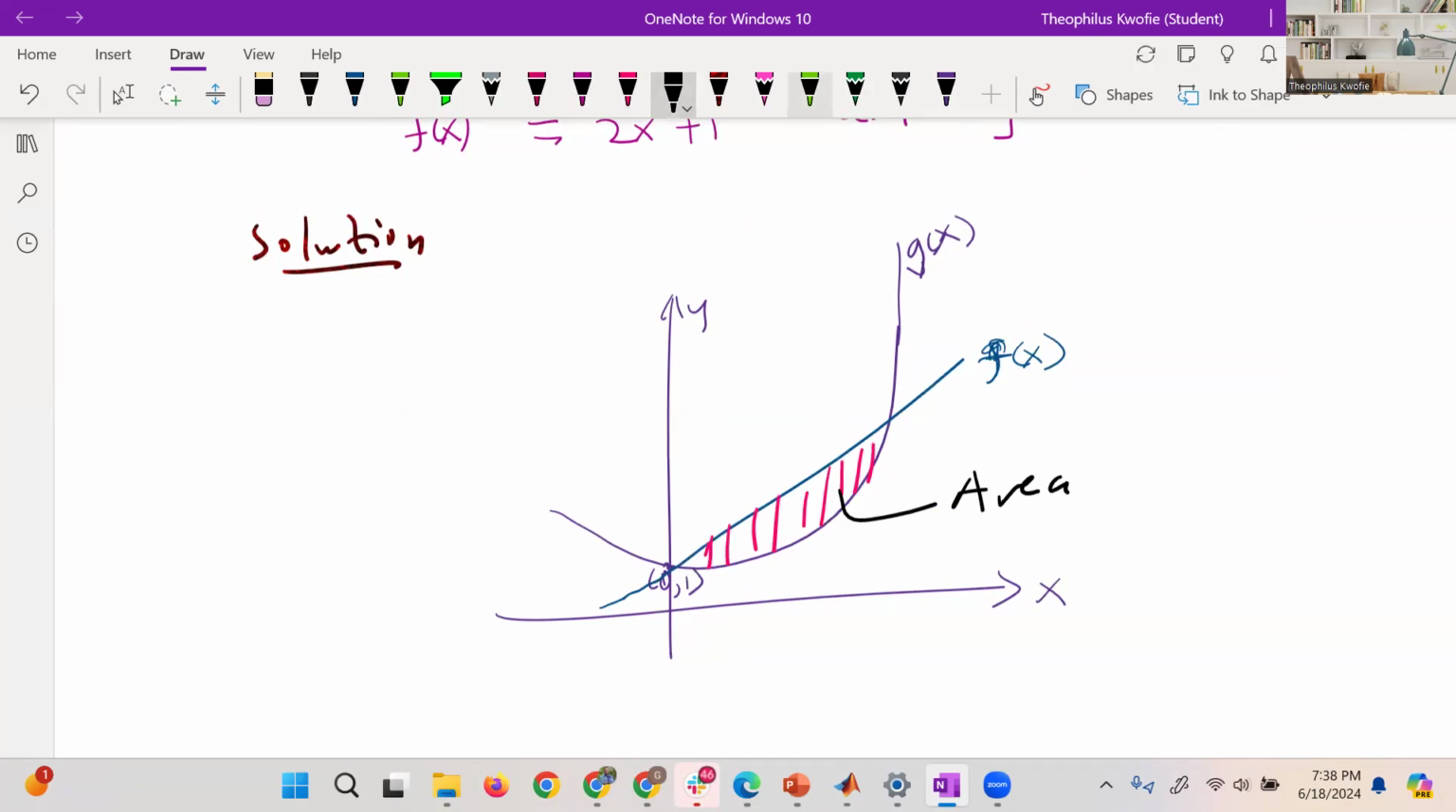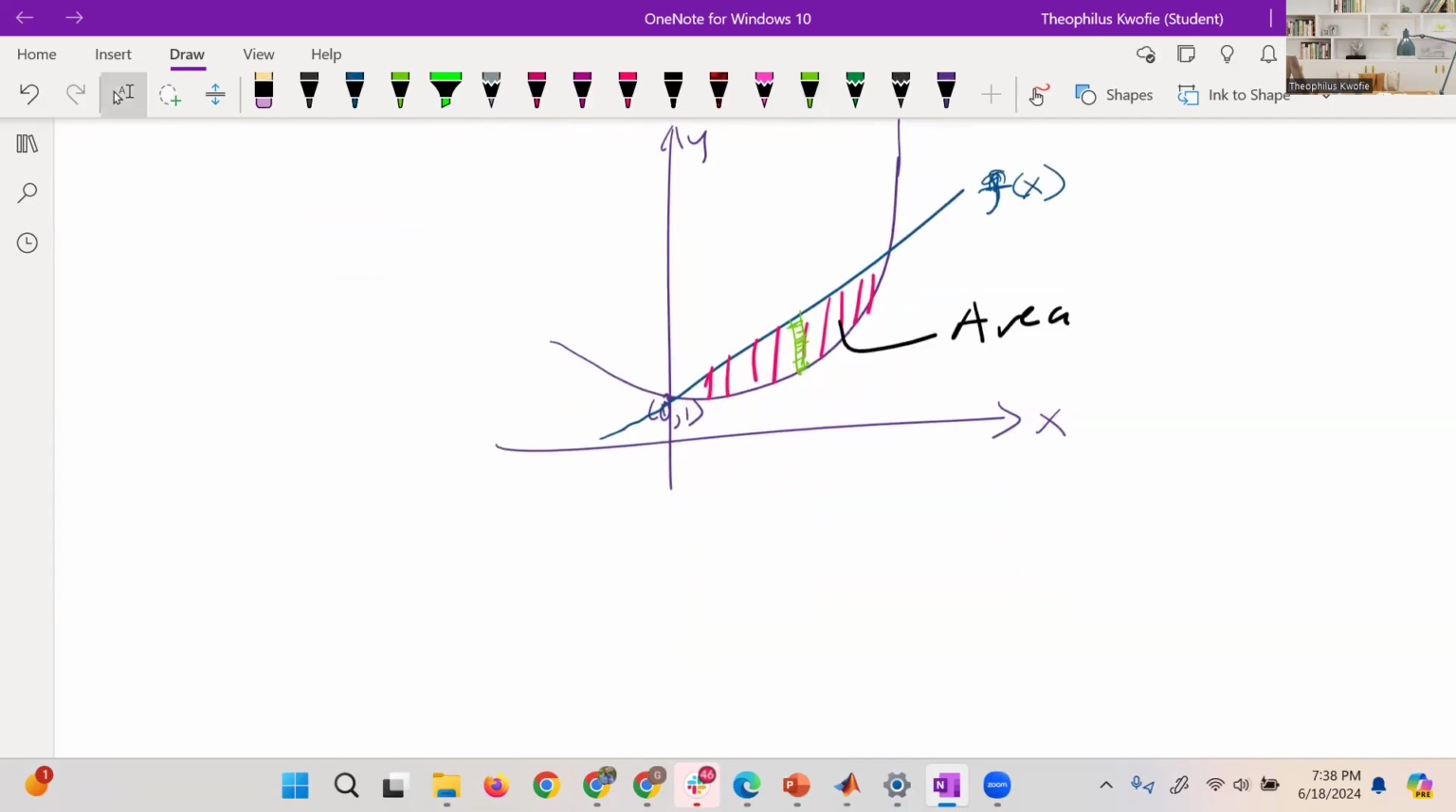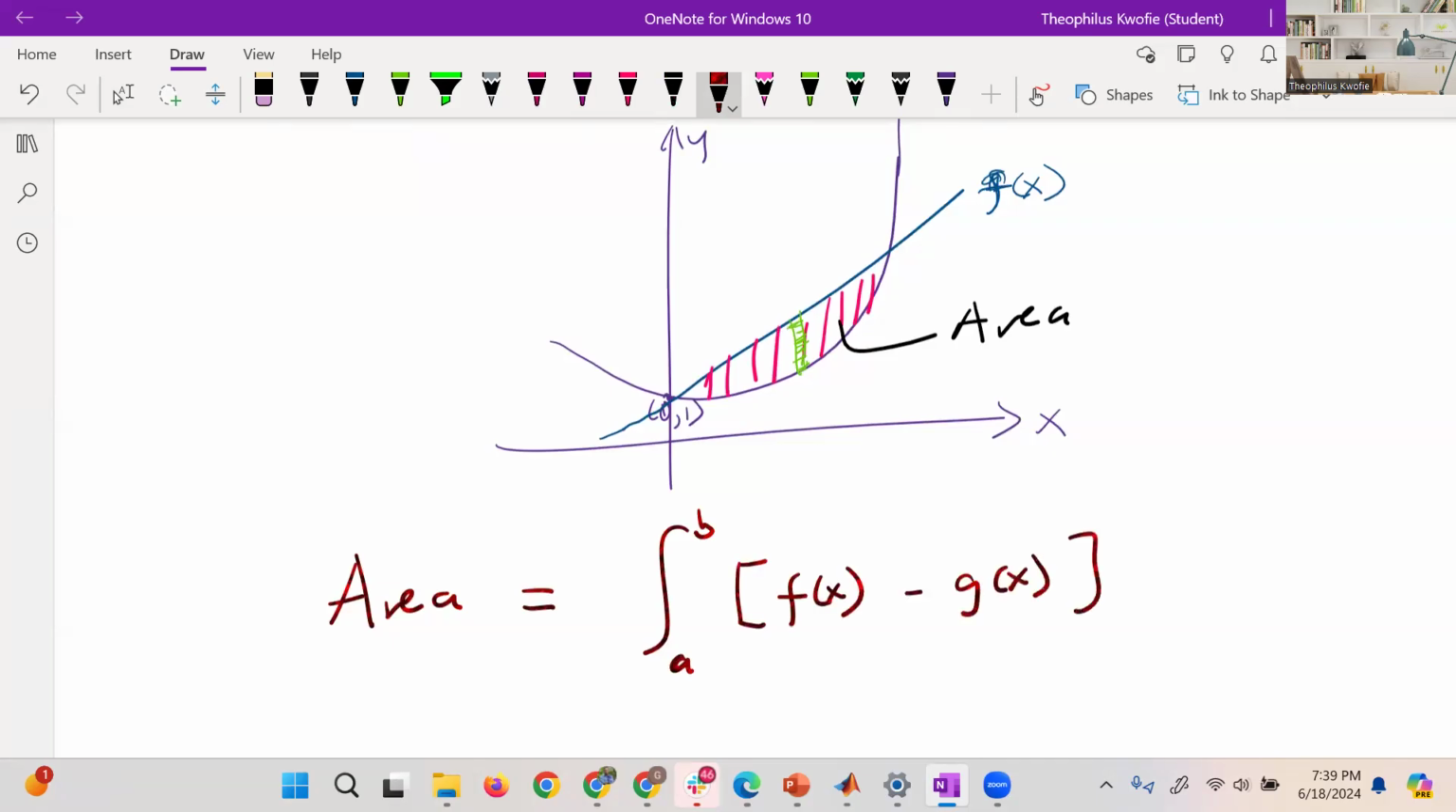Now, what we need to do is what we call vertical slicing. With the vertical slicing, we see that the graph of f lies on top of g. Since the graph of f lies on top of g, we just have to subtract the g function from f. So my area would then be equal to the integral from a to b of f of x minus g of x dx.